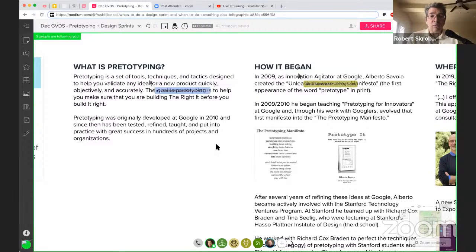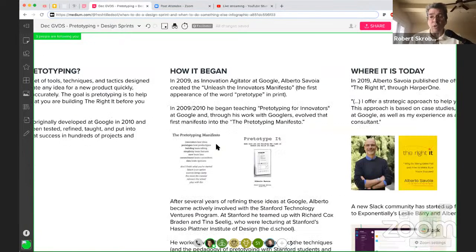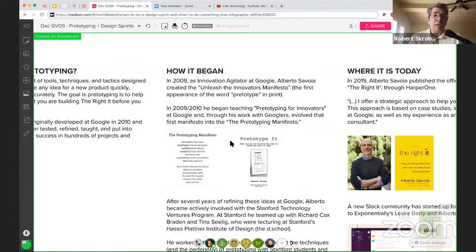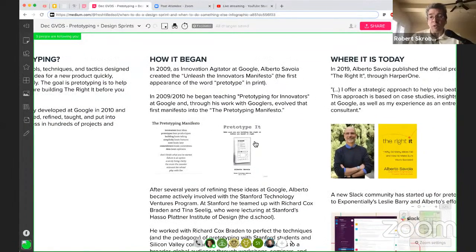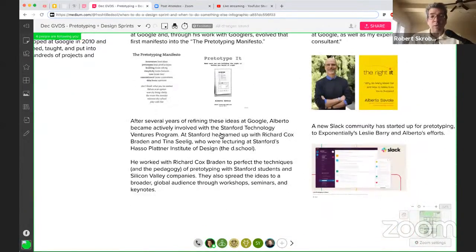This originally was developed at Google in 2010 when Alberto first started there as the first official engineer for the company. He released something called the Pretotyping Manifesto and had a PDF out called Pretotype It, which explored his approach to using the scientific method or hypothesis building to figure out whether or not something was desirable. And then that was further refined by several different people, whether that was Tina Seelig, who just came out with a book on creativity, or Richard Cox Braden.